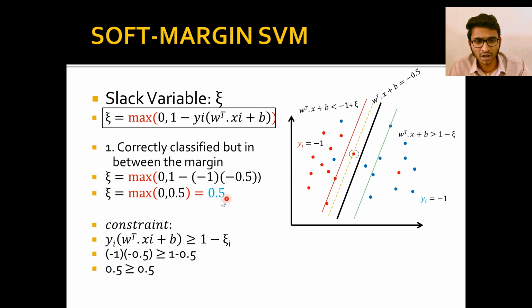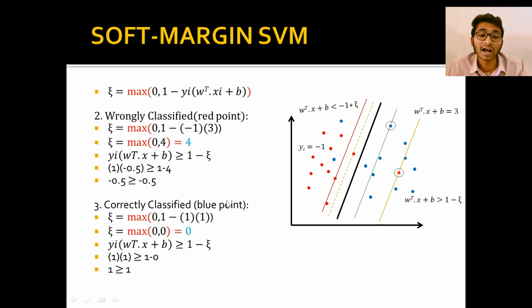Now I found the zeta for this point which is present inside the margin, and you could see the maximum of 0 and 0.5. Okay, 0.5 I got, inside the margin. Let's see whether the constraint is softened or not, right? In the modified constraint, yi is minus 1, that I know, and w transpose dot x plus b is minus 0.5. I approximately thought this would be on the minus 0.5 line, and it is greater than or equal to 1 minus 0.5. Yes, it is softened.